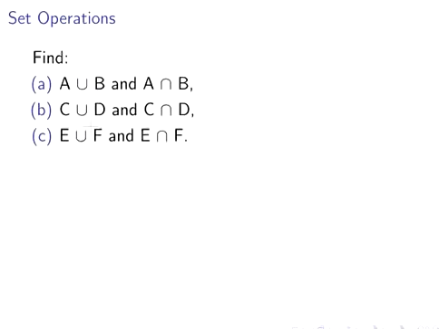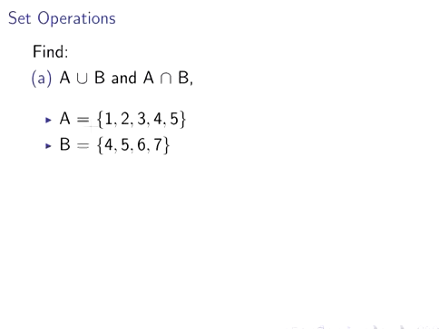So I'll find, in the first instance, A union B and A intersection B. The second question, C union D and C intersection D, and C union F and E union F and E intersection F. So just unions and intersections for each pair. So let's look at the first one here, A union B.